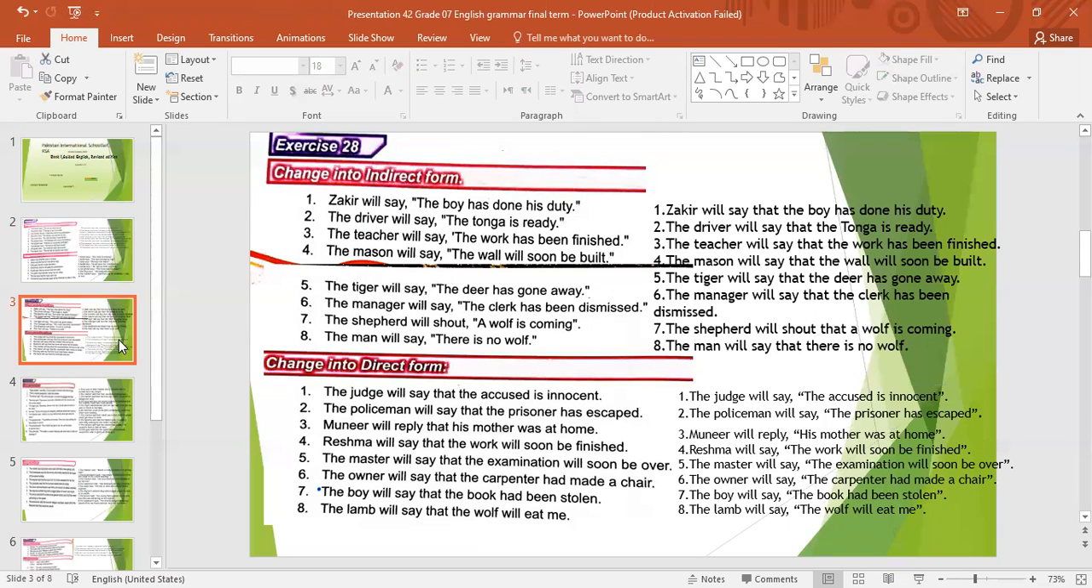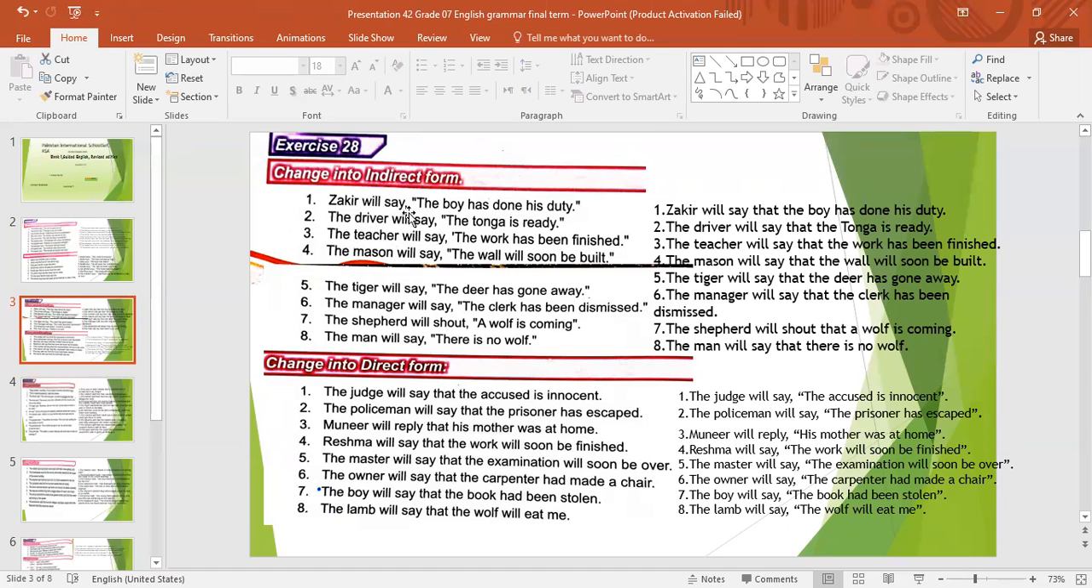Change into indirect speech. Dear student, the sentences are given. The reporting verb is in the future tense, so the rule is similar for this exercise also. When the reporting verb is in the future tense, there is no change in the tense of the reported speech. So we will not change the tense here, because this part is in the future. Hope you learn it. Let's start changing them into indirect speech.